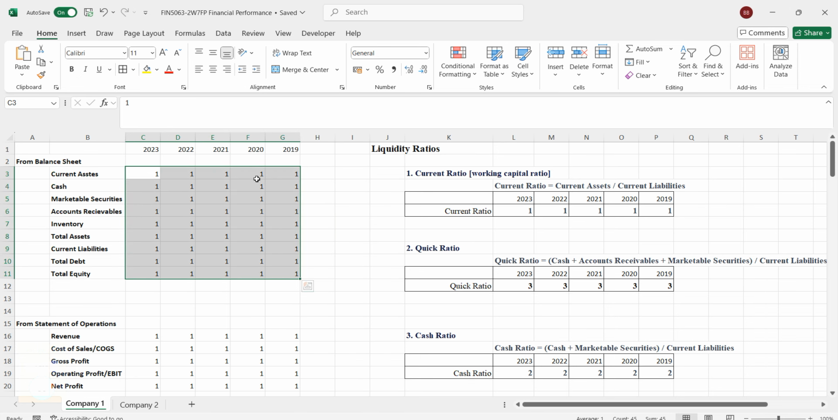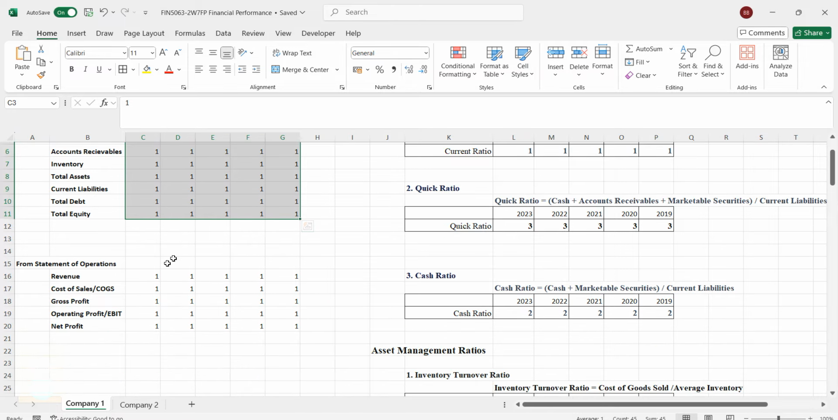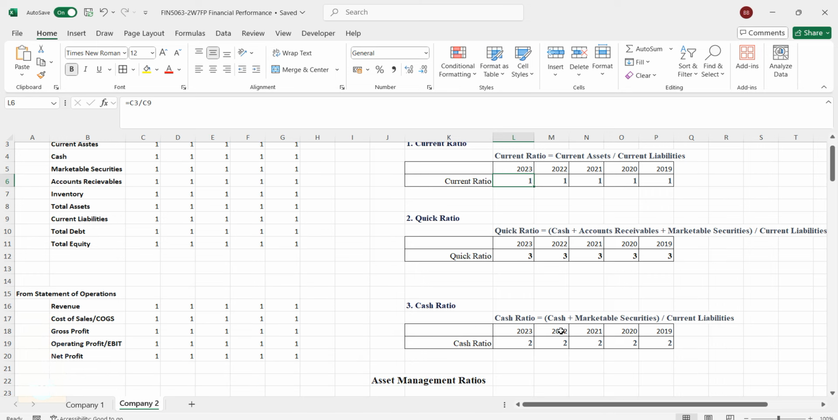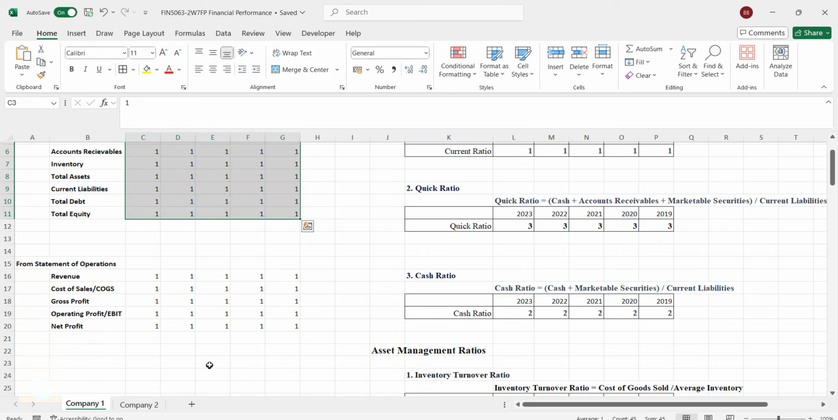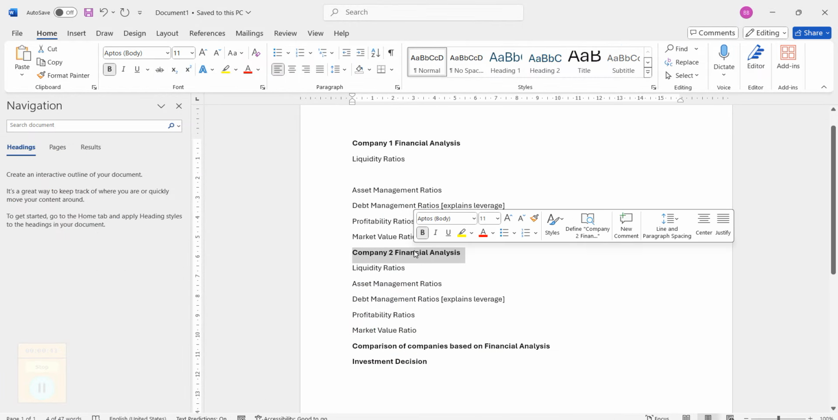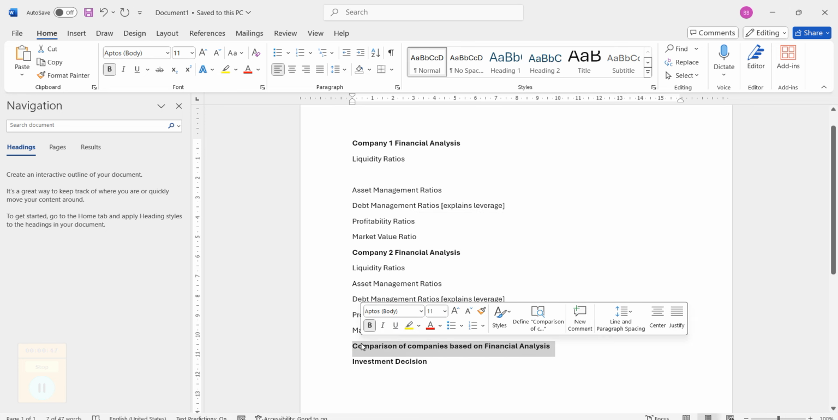Okay, I will tell you how you can populate this data for company 1 and for company 2. You can generate these values. According to the given document, you are supposed to perform financial analysis for company 1 and financial analysis for company 2, and based on the analysis results and interpretation, you are supposed to compare and make an investment decision regarding the company which is best for your investment.